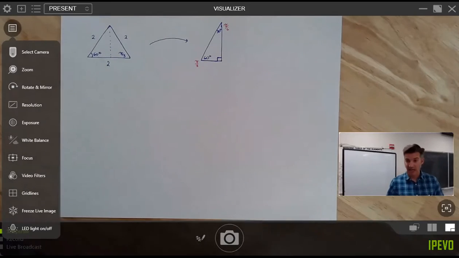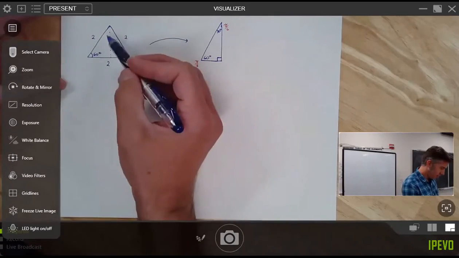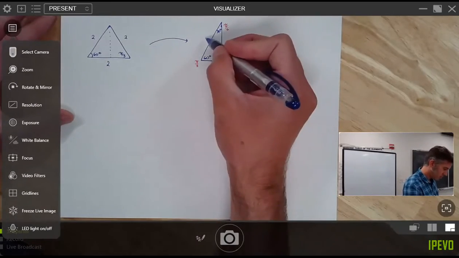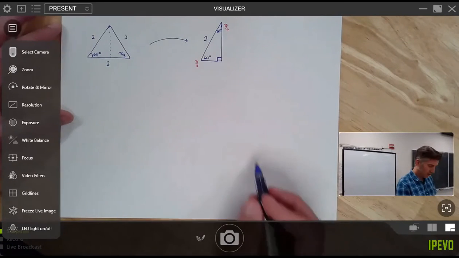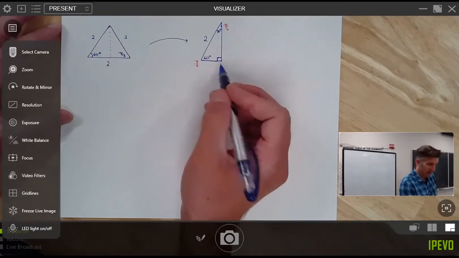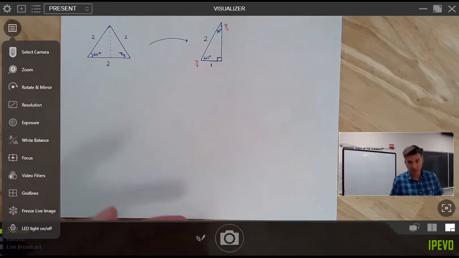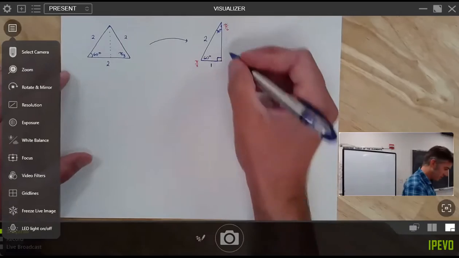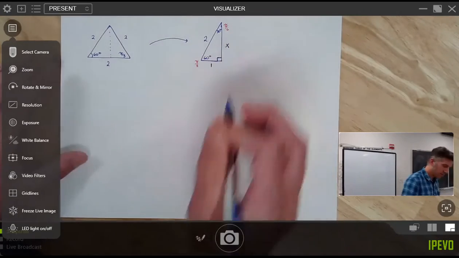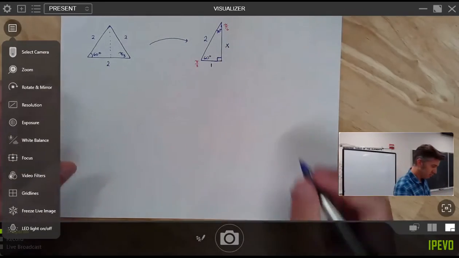And now let's look at the side lengths. This long side here didn't change, still 2. This bottom part got cut in half, so it's half of 2, which is 1. And this third side here, which we don't know, we're going to find. So let's call it x, and we're going to find x.